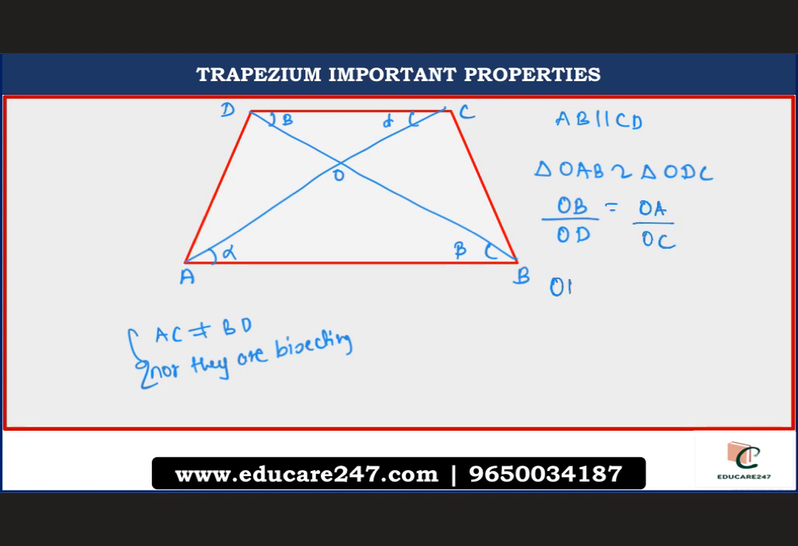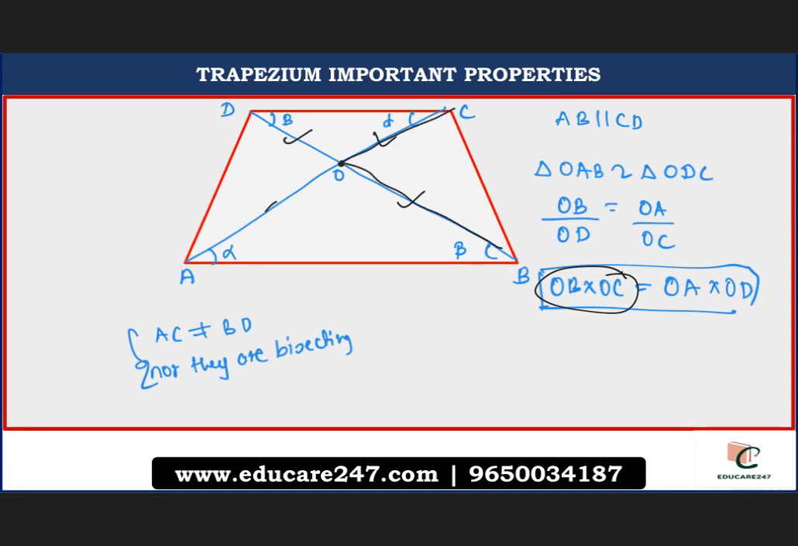Now we do the cross multiplication. We have OB into OC is equal to OA into OD, and this is a very important property that you should always keep in mind with respect to a trapezium. How will you remember this? See, this is OB on this side, OC on this side, so the diagonal on one side I have taken over here, OA on this side and OD on this side, so the diagonal on the other side. So it's just the product of the parts of the diagonals on one side is equal to the product on the other side. OC and OB form one part, we multiplied them. OD and OA form one part, we multiplied them.